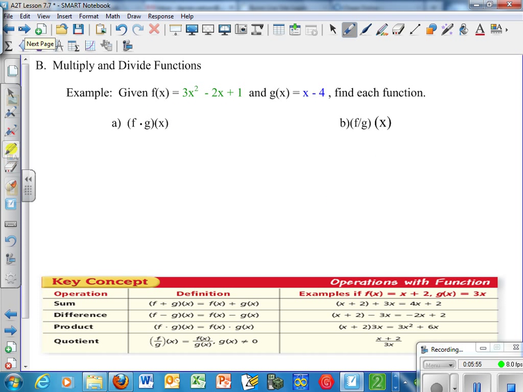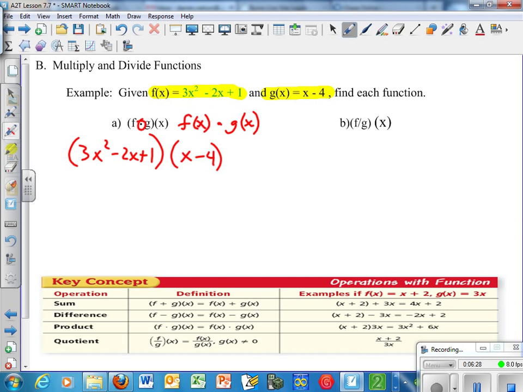If we go to the next one, given these two functions, here's f of x, here's g of x. 3x squared minus 2x plus 1 for f of x. G of x is x minus 4. This means multiply. I'm going to take f of x, I'm going to multiply it by g of x. So let's take f of x, which is 3x squared minus 2x plus 1. Now that has more than one term. We're going to multiply it by something, put it in parentheses. We're going to multiply it by g of x, which also has more than one term. It's a binomial, x minus 4.